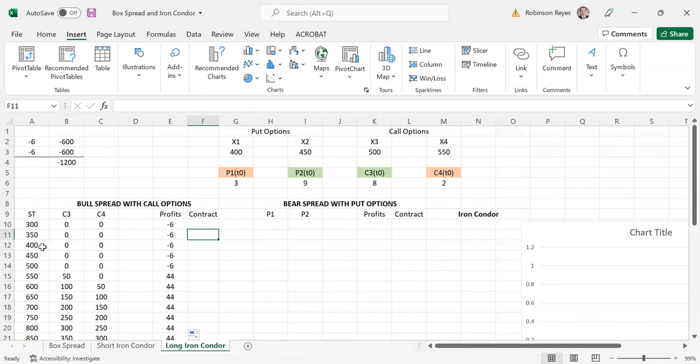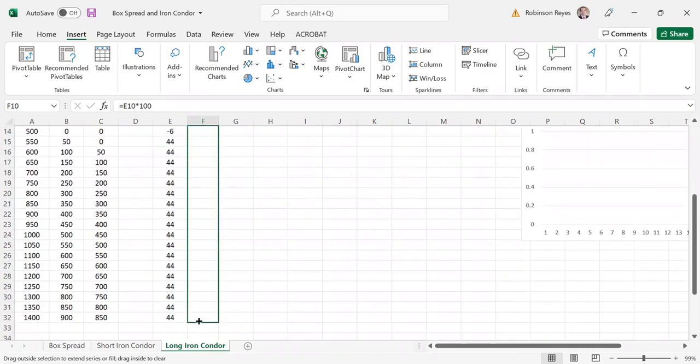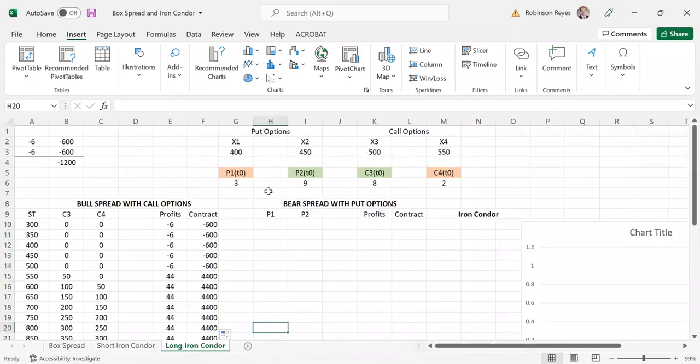If we had a dollar by dollar, if we were looking at dollar increments, we could see that. But here we just see it as -6 or 44, right? Then we multiply this by 100, and there we go. Now a bear spread with put options.